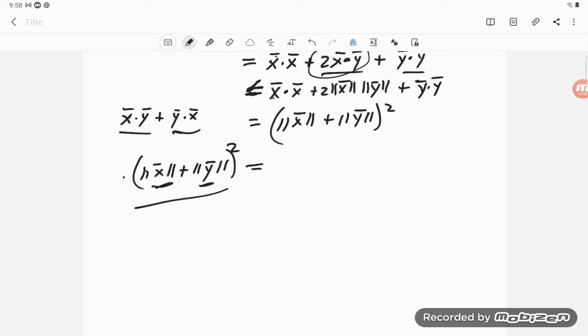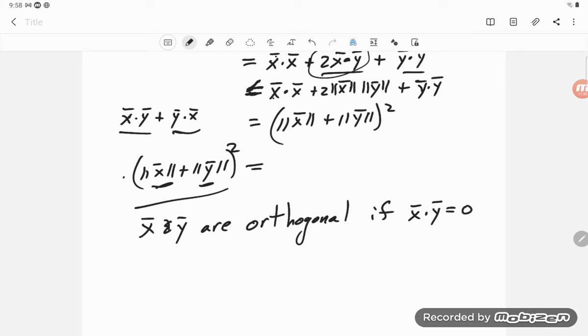So then that just leads us to, again, this idea of orthogonality. x and y are orthogonal if x dot y is equal to 0. Again, that's just an extension from the two-dimensional case in chapter 7.